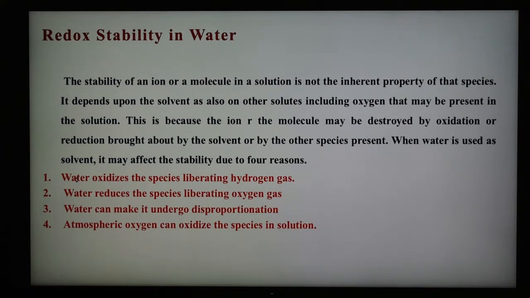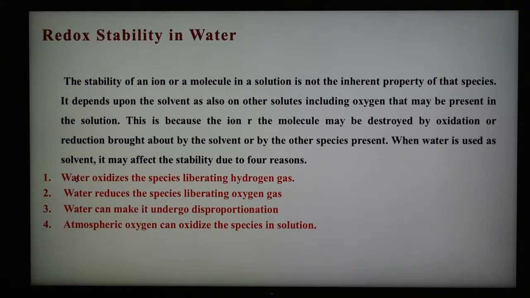Water oxidizes the species, liberating hydrogen gas. Water also reduces the species, liberating oxygen gas. Water can make it undergo disproportionation, and atmospheric oxygen can also oxidize the species in the solution. So these are the four reasons because of which the solvent also affects the stability.